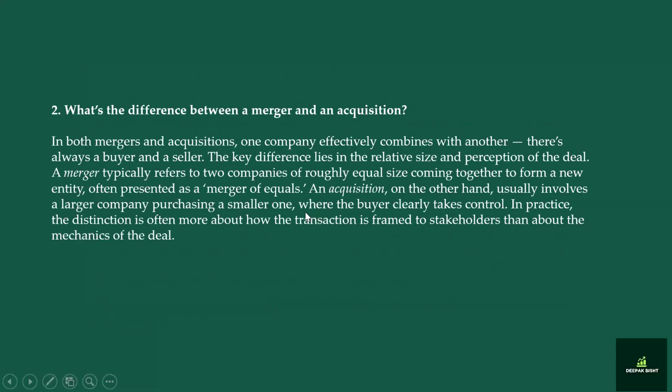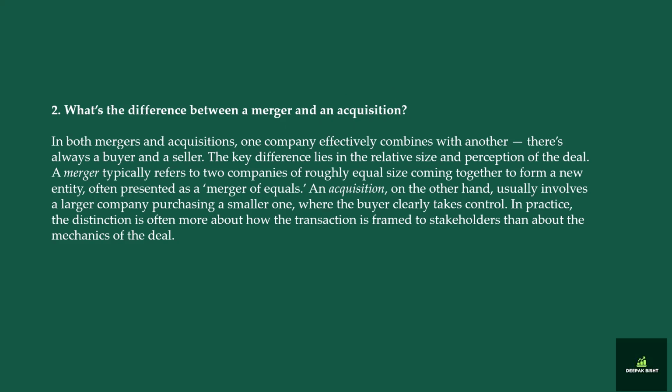Now let's move to question number two. What is the difference between a merger and acquisition? By definition, a merger occurs when two companies of roughly equal size combine to form a single new entity. Legally and operationally, both companies may cease to exist independently and a new company may be created. The goal is often to create synergies, share resources, and increase market share. An acquisition happens when one company, usually a larger company, the acquirer, purchases another company, the target. The acquirer company may continue to operate under its own name or may be absorbed entirely. The buyer clearly assumes control in an acquisition.